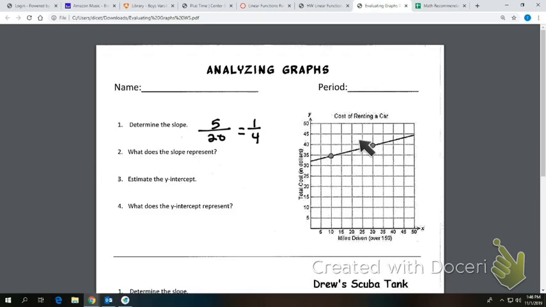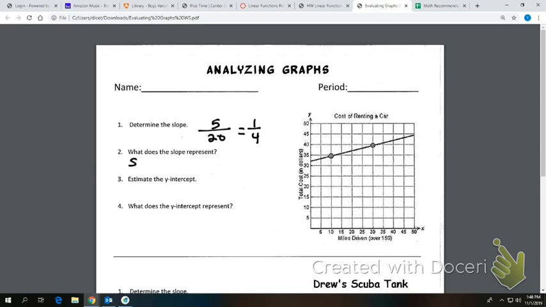Up 5 over 20. What does the slope represent? Okay, let's read the axes. The x-axis says total cost in dollars, and the y-axis says miles driven over 150. So the slope is saying up $1 increase for every 4 miles driven. So what does the slope represent? It costs $1 for every 4 miles. And you need to write that out.